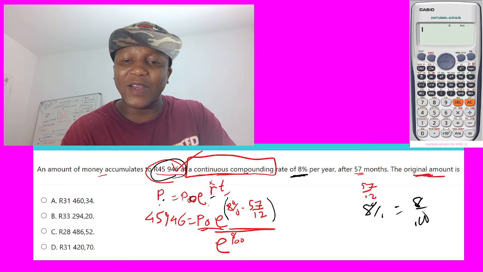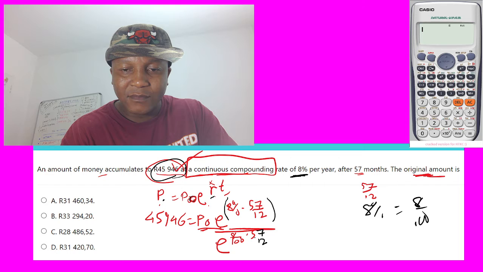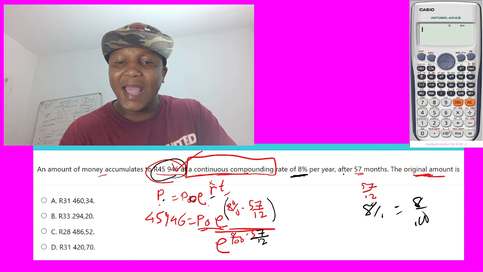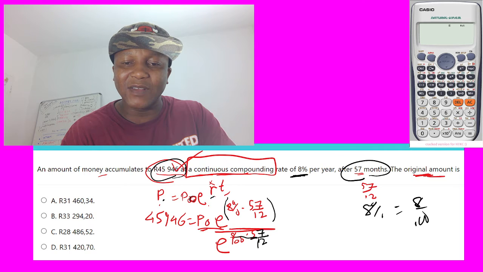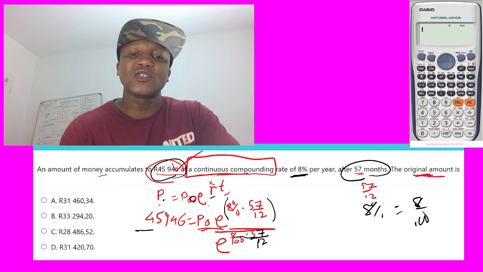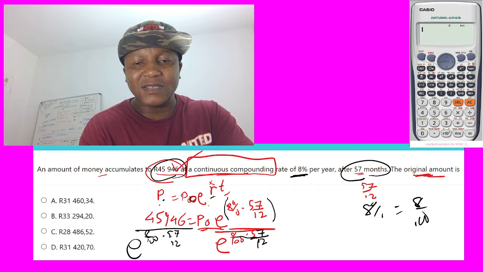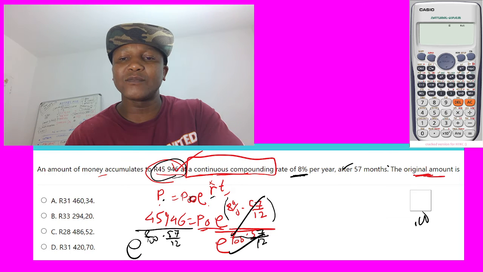We're going to say 8 over 100 is a power, remember. Multiply by 57 divided by 12, because you must change to years. Any months, if you want to change to years, you divide by 12. So what I'm going to do is divide throughout, remember. So I'm going to say e to the 8 over 100 times 57 over 12. So this and this cancel, so we are left with P naught, which you're looking for.